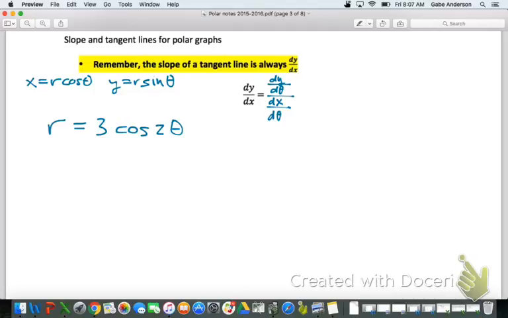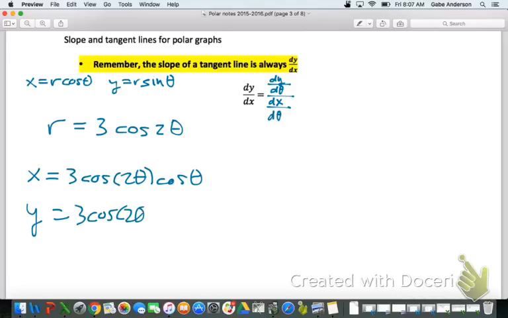What we would then say is x equals 3 cosine of 2 theta cosine of theta. I'm going to erase all this in a second. And y equals 3 cosine of 2 theta sine of theta. How can you do that? Because you're saying y equals r sine theta and r equals 3 cosine of 2 theta. So it's a substitution. I'm replacing the r with what the r is equal to.